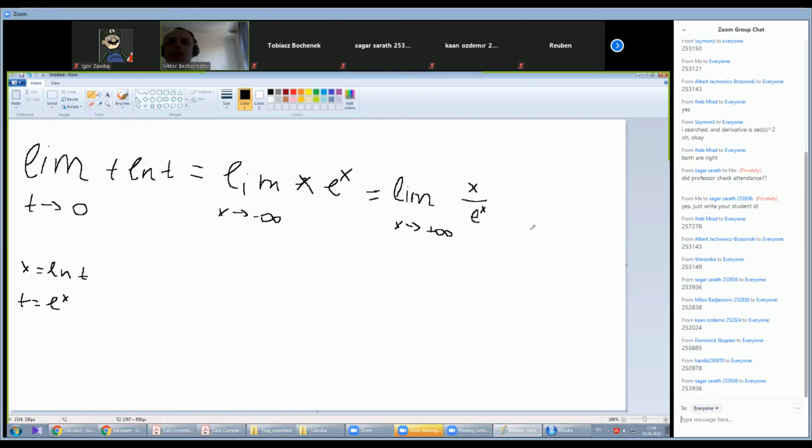I think we discussed during the limits that, for example, if you have polynomials, you just divide by the largest. But here we also have that the exponential function grows faster than the polynomial, right? So this is 0. Or of course, you can also apply L'Hopital's rule, and then the derivative of this is going to be 1, and the derivative of this is still infinity. So this is going to be 0, right?